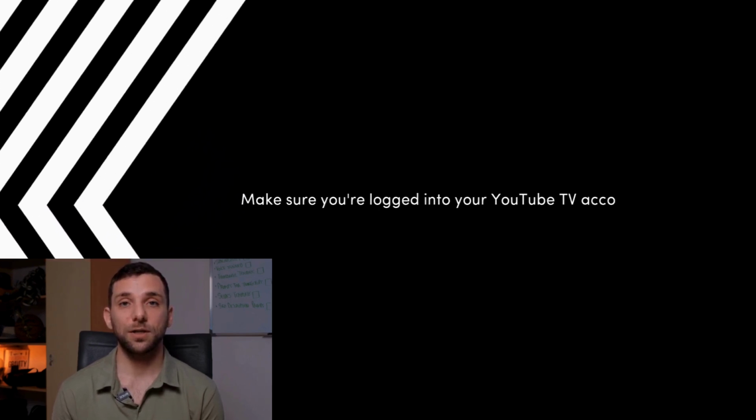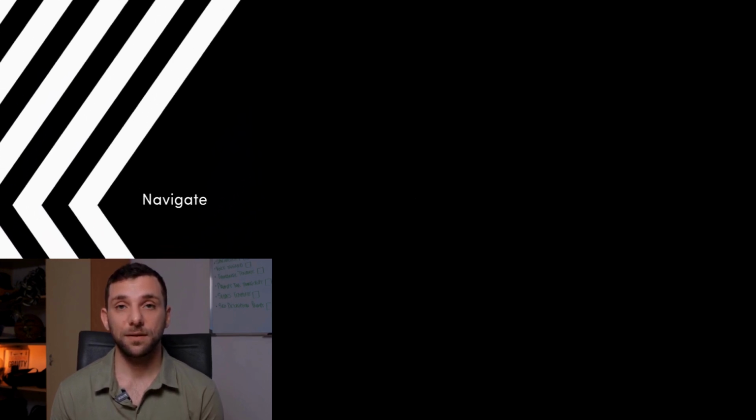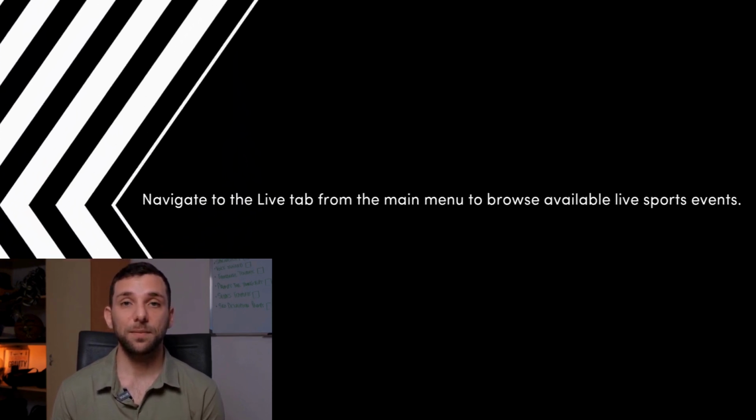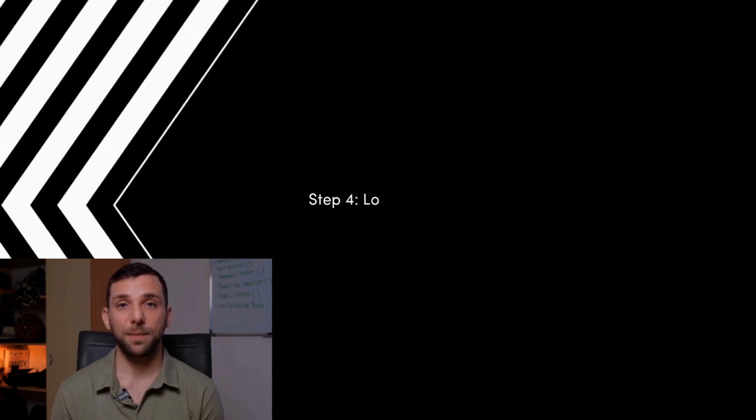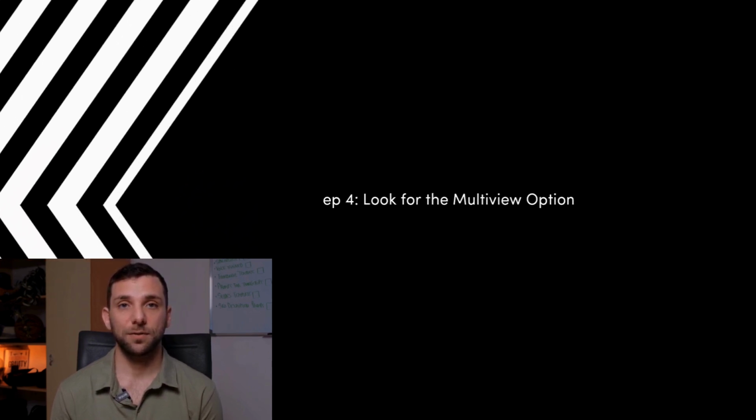Step 1. Open YouTube TV. Launch the YouTube TV app or visit tv.youtube.com on a supported device. Step 2. Sign into your account. Make sure you're logged into your YouTube TV account. Step 3. Go to the Live tab. Navigate to the Live tab from the main menu to browse available live sports events.